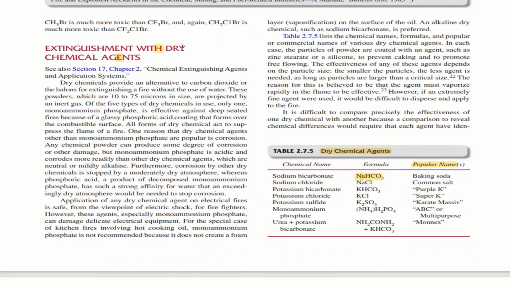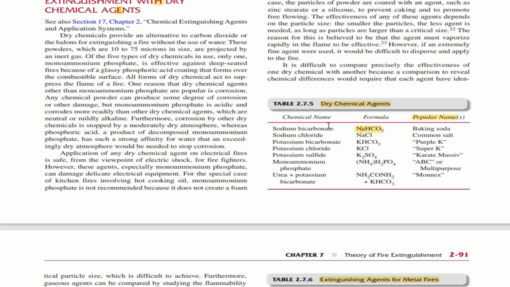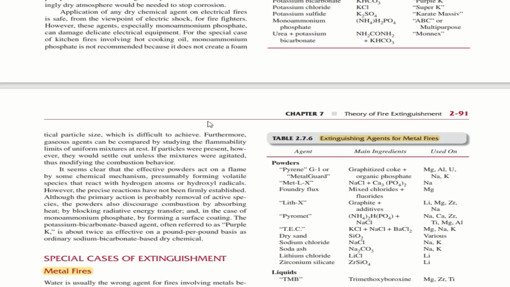So we have extinguishment with the dry chemical agents. This is also an important table which you need to go through. Maybe they might ask the chemical name, formula, or the popular name of a particular chemical. For example, you have sodium bicarbonate, so the formula will be NaHCO3. Popular name is baking soda. So you might get a question from this table as well in your examination.